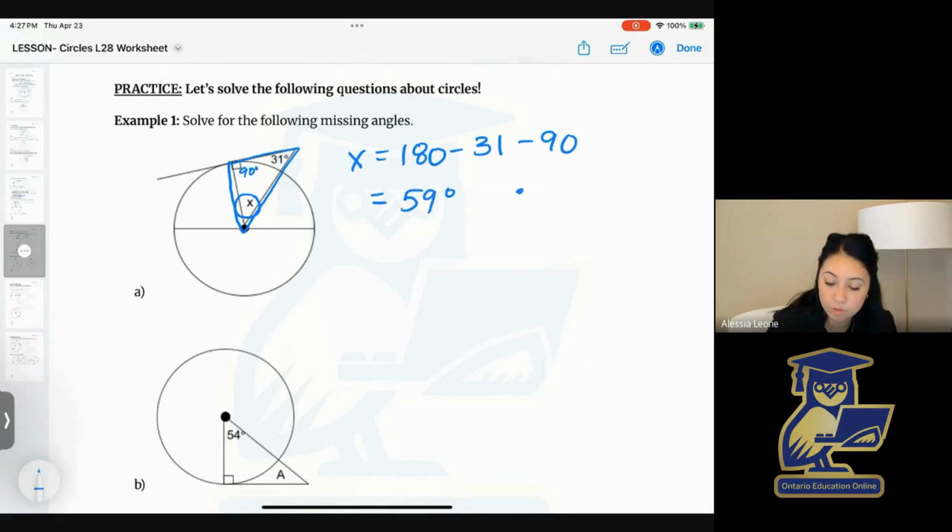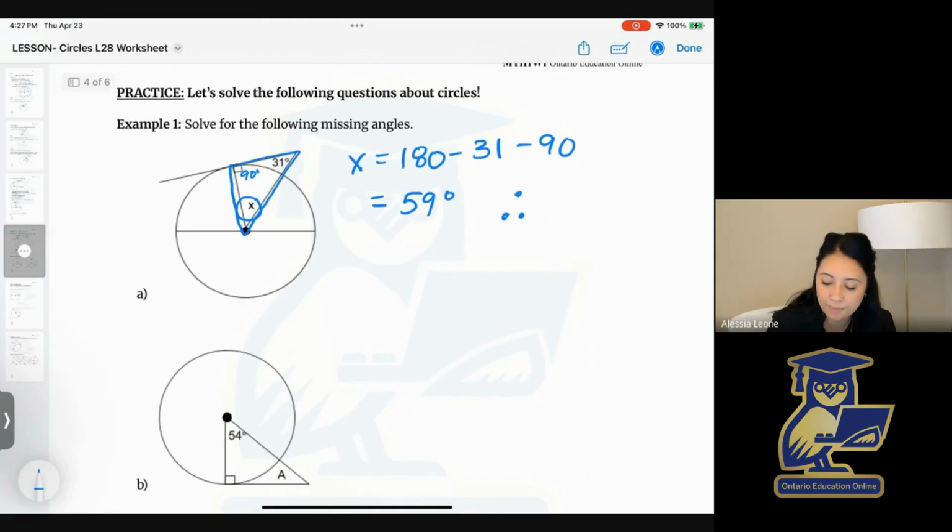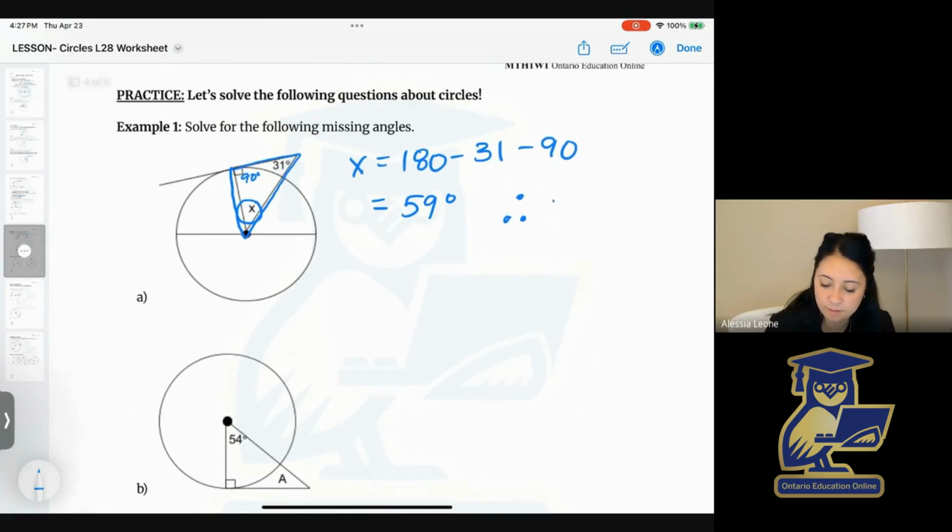So we're going to use our little sentence. Therefore, our three dots, x is 59 degrees.